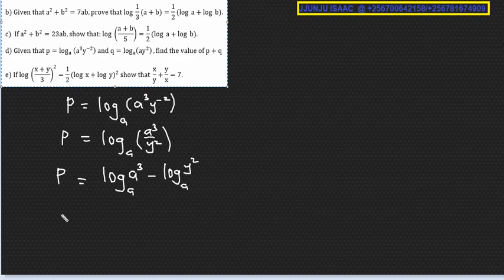Now Q is log base A of A, plus, I'm going to take a plus because this is a product, plus log base A of y squared.